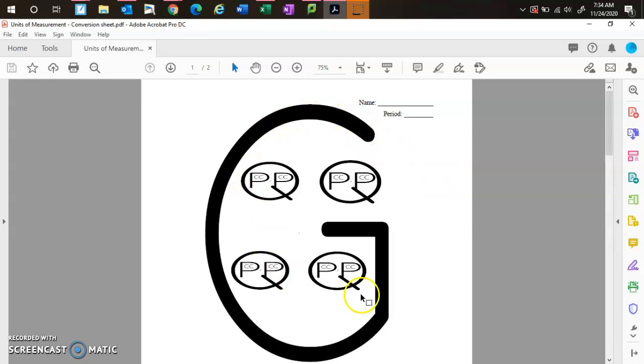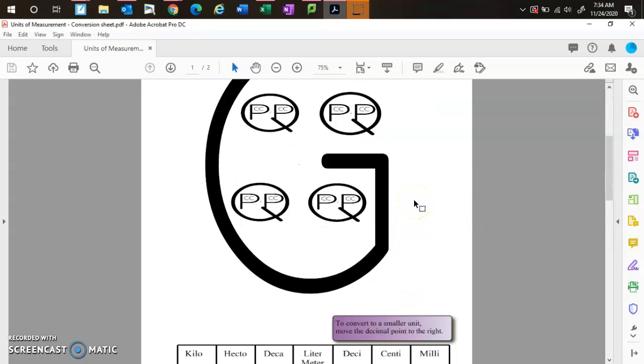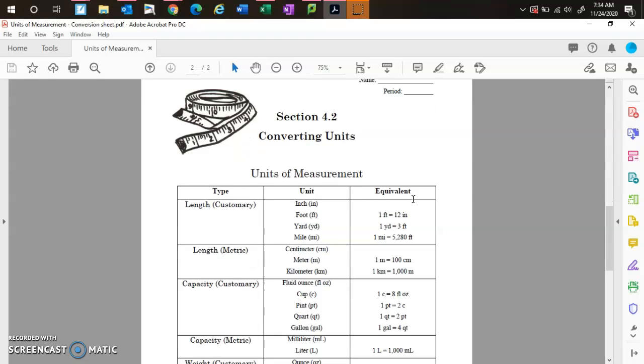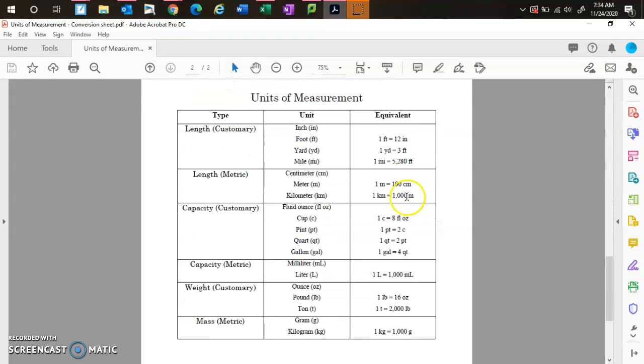So this is a conversion paper. The big G represents gallons. Inside gallons, you'll see 4 Q's. Those represent quarts. Inside a quart, there's 2 P's, which represent pints, and inside a pint, there's 2 cups. So there's 2 cups in a pint, 2 pints in a quart, and 4 quarts in a gallon. So that's kind of how you use this. On the back side of this one, you'll see some other units of measure too.